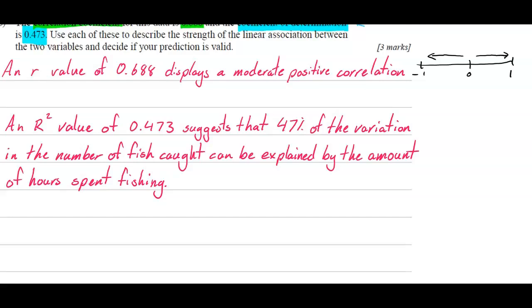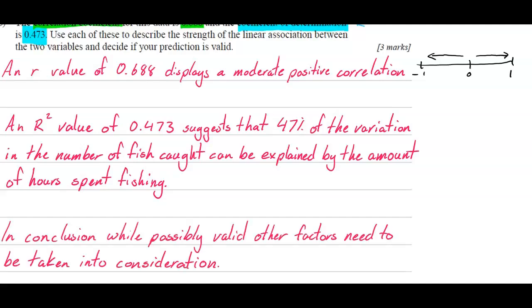basically what else needs to be taken into consideration. So in conclusion, while possibly valid, other factors need to be taken into consideration. I don't think a value of 0.473 or 47% is incredibly strong, but it's not bad.